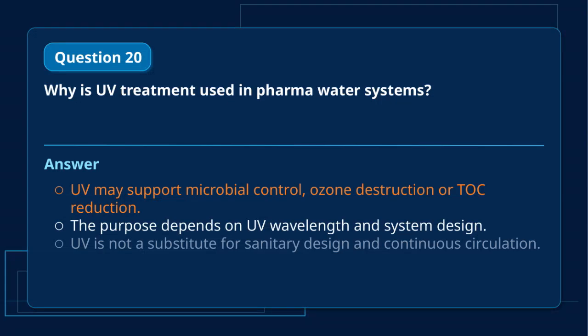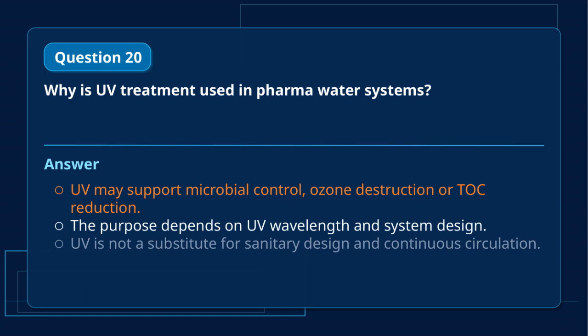Let's talk about why UV treatment is used in pharmaceutical water systems. UV light can help support microbial control by inactivating microorganisms, which is crucial for maintaining water purity. It can also assist in breaking down ozone, and in some cases, reduce total organic carbon, or TOC, which improves overall water quality. However, the effectiveness of UV depends largely on the specific wavelength used and the design of the system.